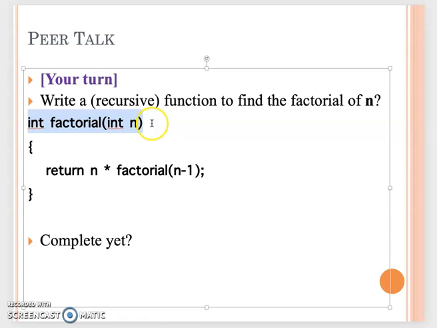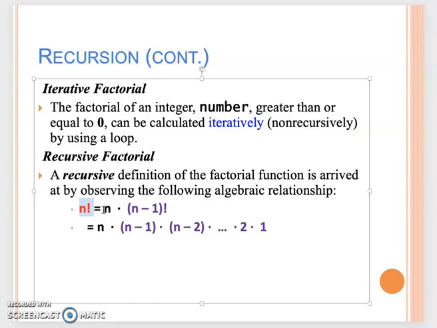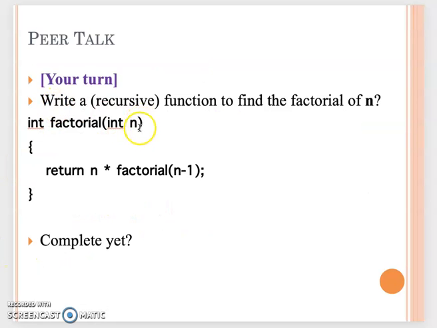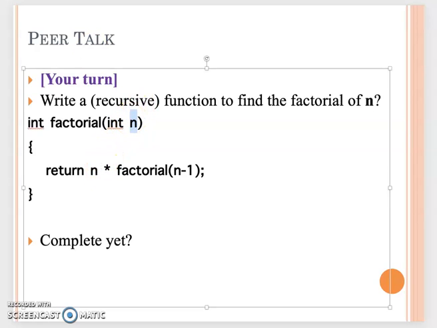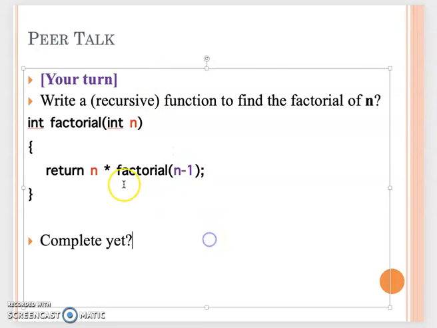Do you agree that earlier we said n factorial actually equals n times n minus 1 factorial? So what is n minus 1 factorial? I just need to call the factorial function again, right? So this is what we call a recursion function. A recursion function is used to solve a recursion problem.